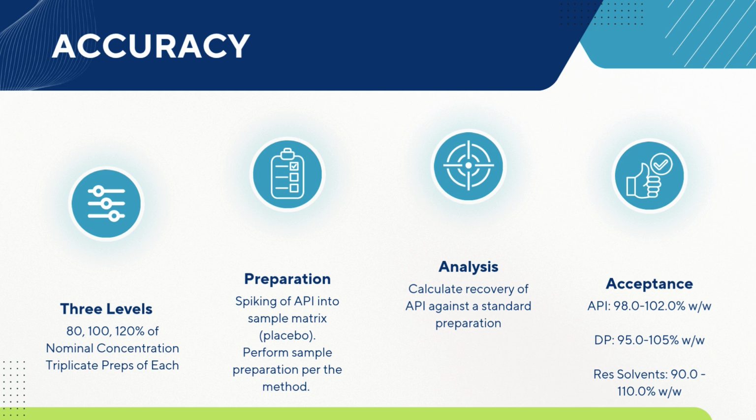It is important to note that the placebo or sample matrix that the drug is spiked into should be representative of the final drug product. The ratios of the excipients must be the same as the final product.